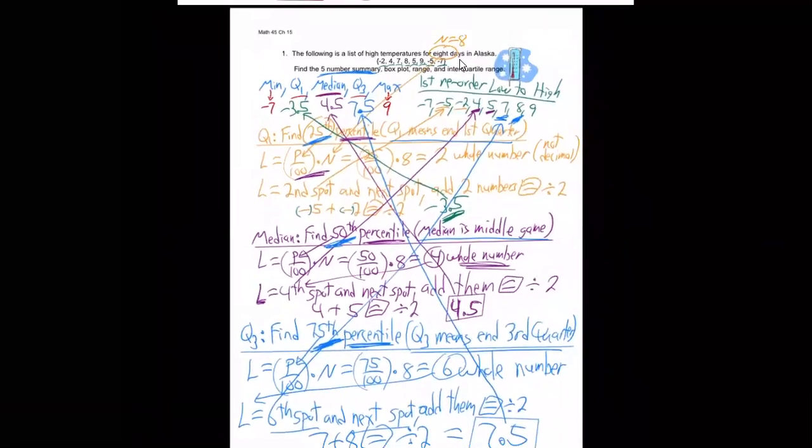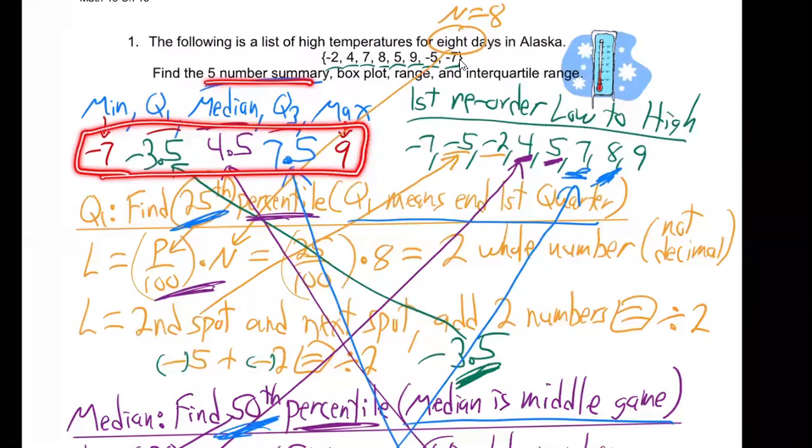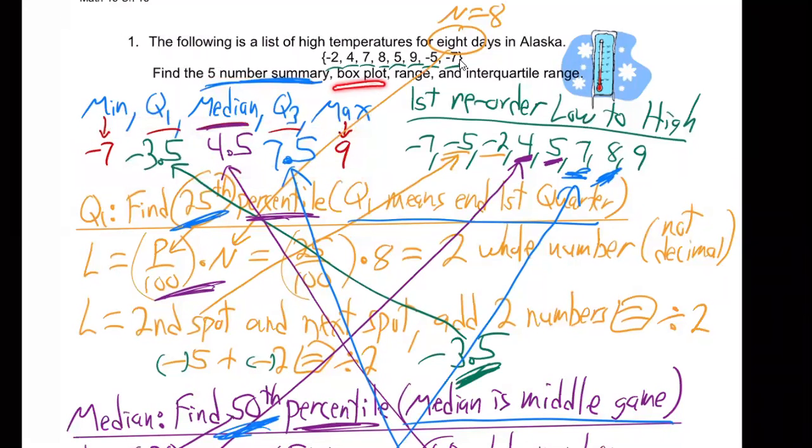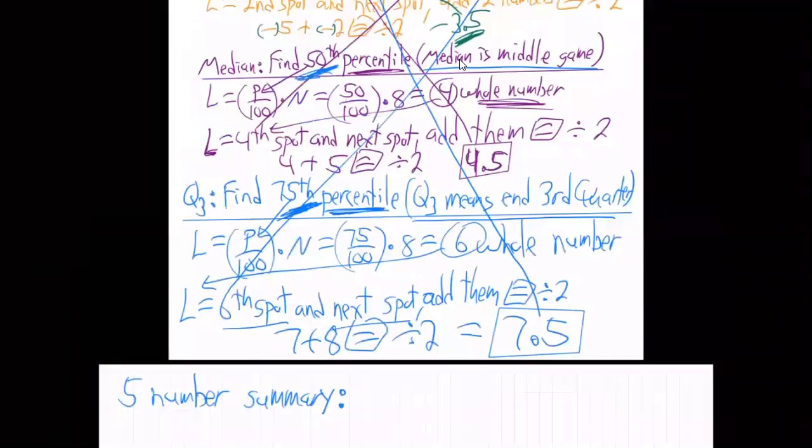Okay, so now we've done the lion's share of the work. The 5-number summary. We've got the 5 numbers. That is the 5-number summary. We've got that. Next, box plot. How do we make a box plot? Let's come on down here. So let me write the 5 number summary.